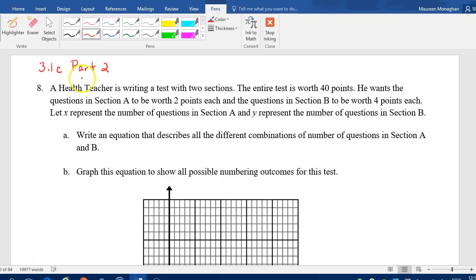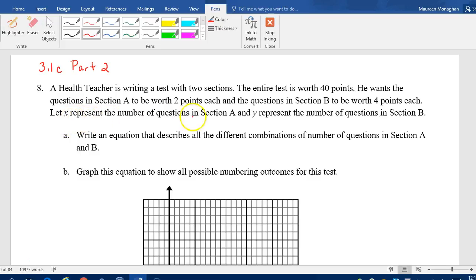The purpose of today's lesson is part 2 of writing and graphing in slope-intercept form. Now we're going to be dealing with some word problems. A health teacher is writing a test with 2 sections. The entire test is worth 40 points. He wants the questions in section A to be worth 2 points, section B to be worth 4 points each.